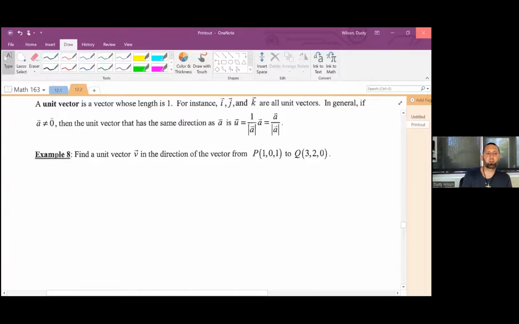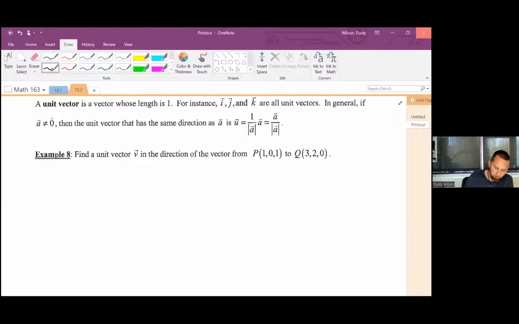A unit vector is a vector whose length is 1. For instance, i, j, and k are all unit vectors. They have length 1. In general, if a isn't 0, then the unit vector that has the same direction as a is u equal to 1 over the magnitude of a times a, or a over the magnitude of a. So for example, if I want to find a unit vector v in the direction of the vector from p (1, 0, 1) to q (3, 2, 0), I would proceed as follows.